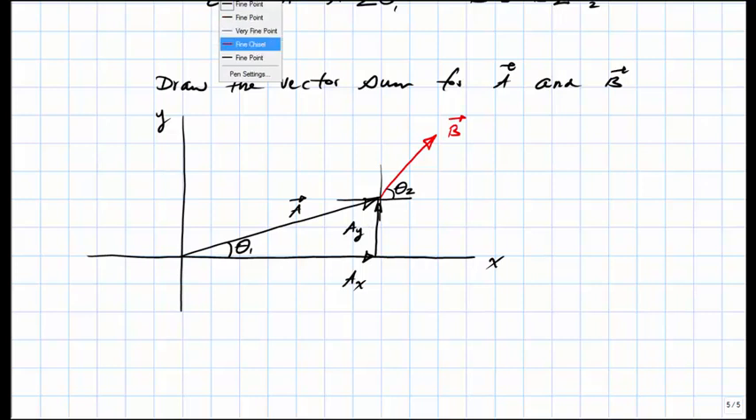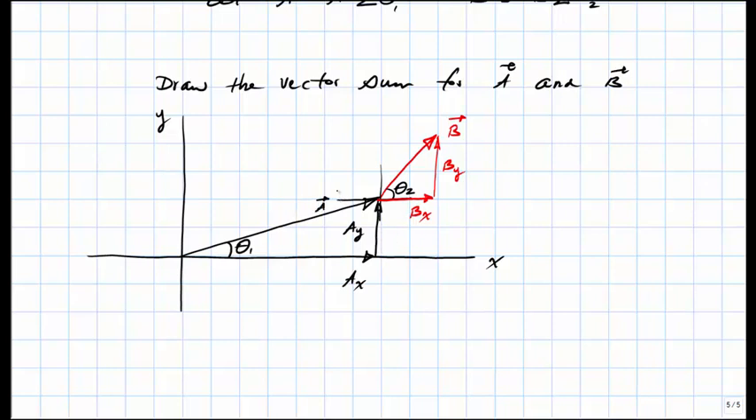And I'll do the same for vector B. So this represents the x component of the vector B. We'll call it B sub x. And this vector represents the y component, which we'll call B sub y. Notice that I don't have hats on A sub x and A sub y, and that's because I'm just referring to the lengths of these vectors.